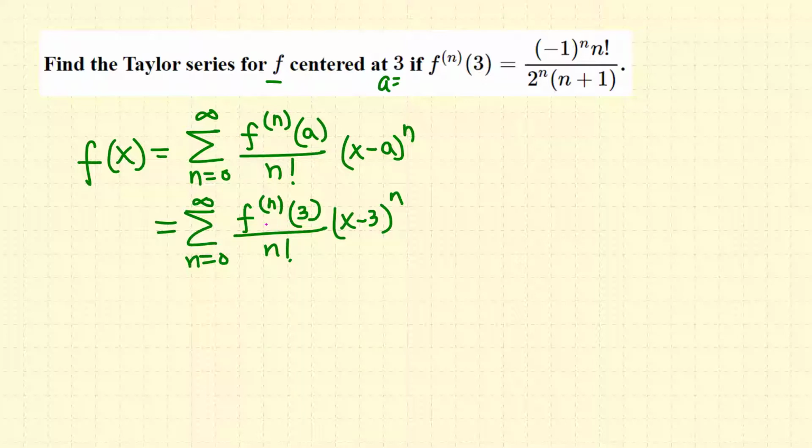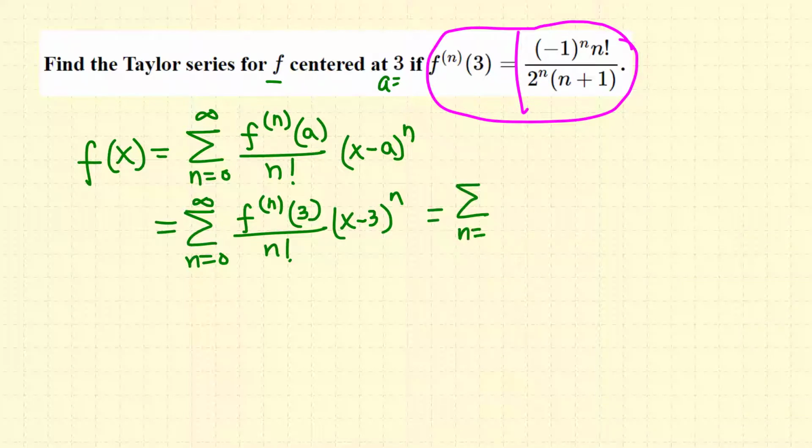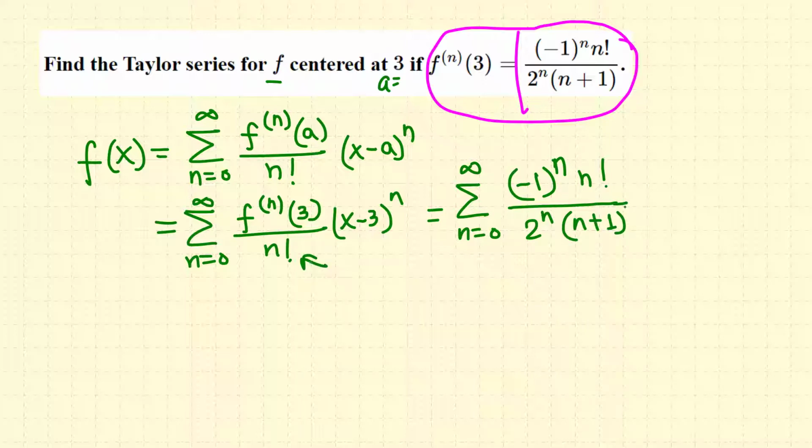Now in the question, f^(n)(3), so this part is f^(n), that's the nth derivative of the function at 3. So we replace this by this, then we get the sum n from 0 through infinity. So this numerator is negative 1 to the n factorial all over 2 raised to n plus 1, and we do have n factorial on the bottom, times x minus center raised to n.